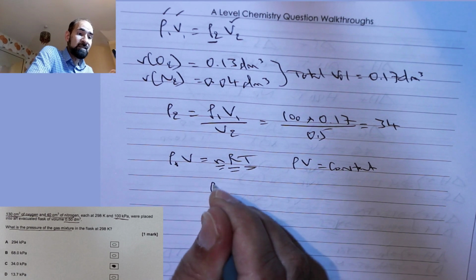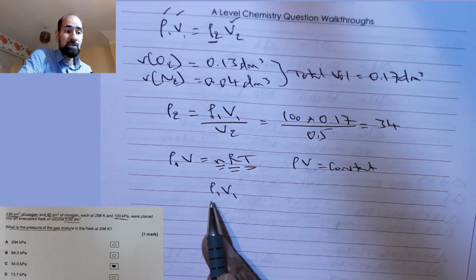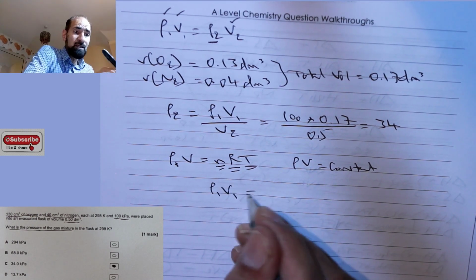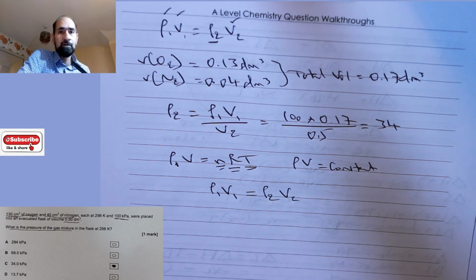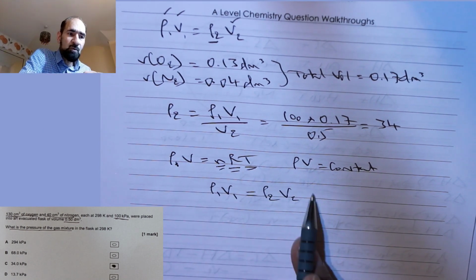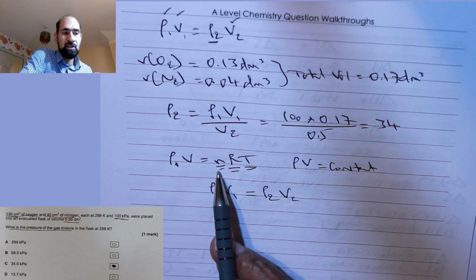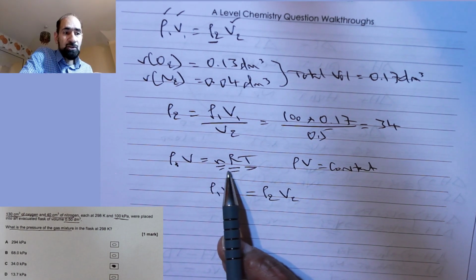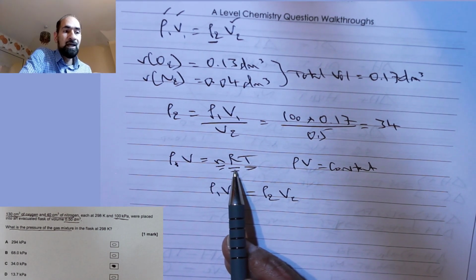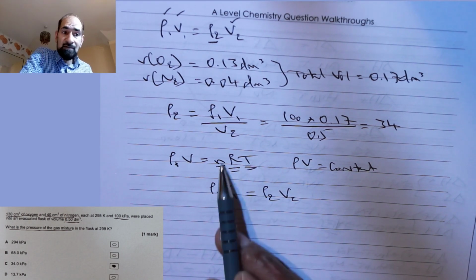And therefore, I can say, well, if I take the initial pressure and the initial volume, it should be equal to the final pressure and the final volume. So the reason why this works is because there's no change in the moles. Then there's no change in the ideal gas constant, and of course the temperature is the same. That's the reason why this works.